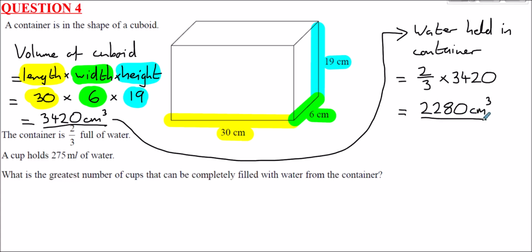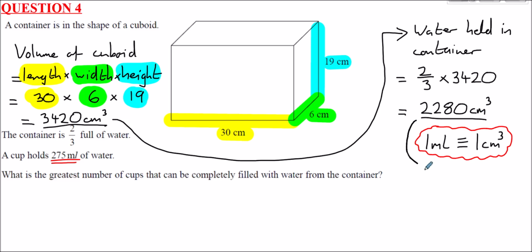Now at this point there's a potential to be confused, because each cup has 275 millilitres of water, but the volume's in centimetres cubed. What we need to know is an important fact that relates capacity and volume. The fact is that each millilitre is identical to 1 cubic centimetre. We're going to use this to get the units into the same thing. So 2,280 cubic centimetres is one and the same as 2,280 millilitres.